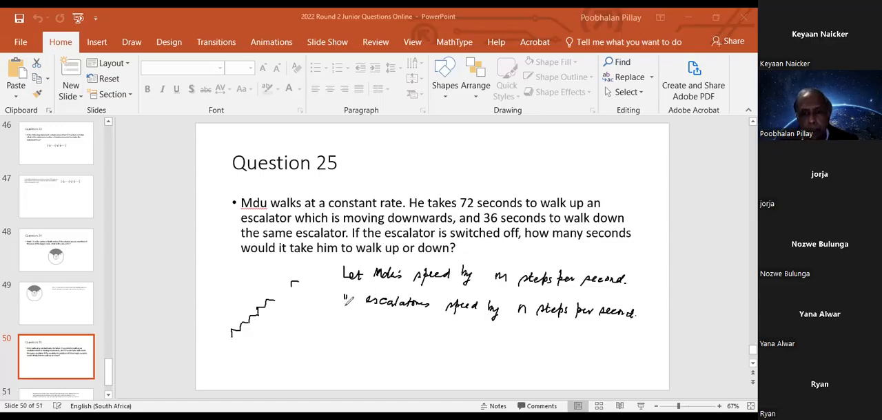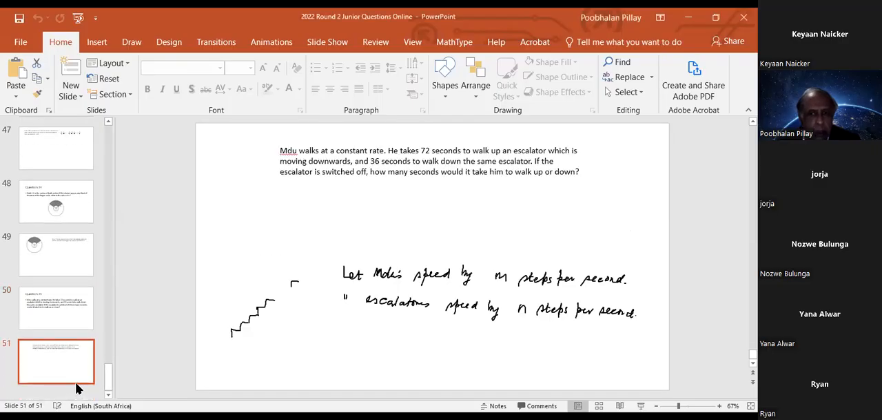All right. Okay, so we know the escalator's speed is m and the other is n. Let's get onto, I need more space.